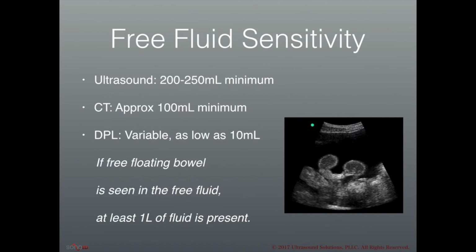What is the sensitivity of ultrasound for free fluid in the abdomen? Well, it's about 200 to 250 milliliters depending upon the user. CT is more sensitive and DPL is the most, depending upon the criteria used. Remember that if free floating bowel is seen, then there's at least 1 liter of fluid present.